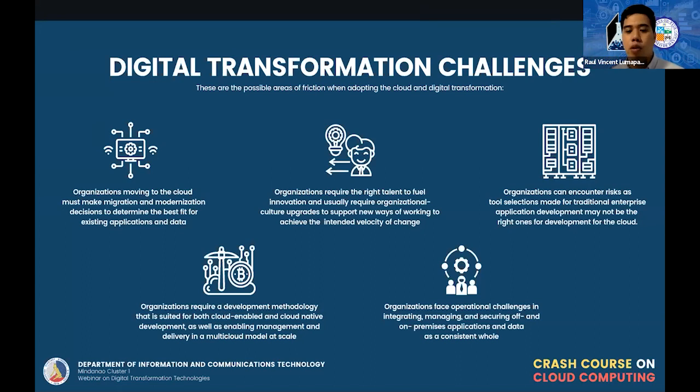So you need to think about those as well. And then organizations face operational challenges in integrating, managing and securing off- and on-premise applications and data as a consistent whole. Well, these are common problems, and even in other organizational transformations, not just digital, but even when companies merge and so on. These are common problems that we encounter.